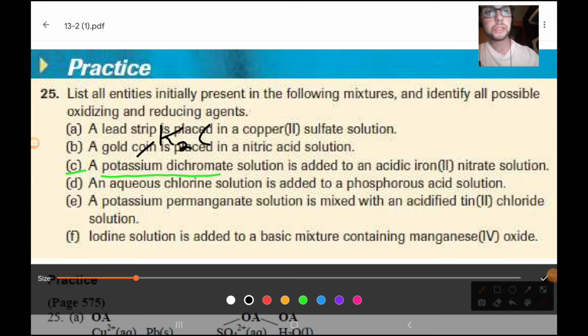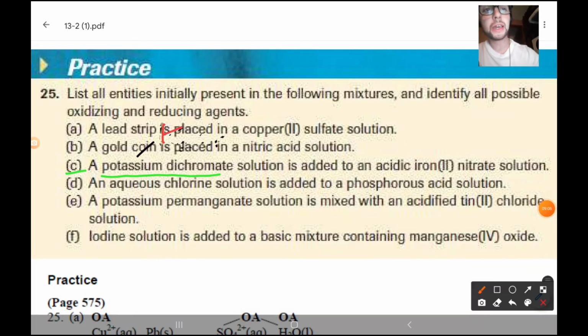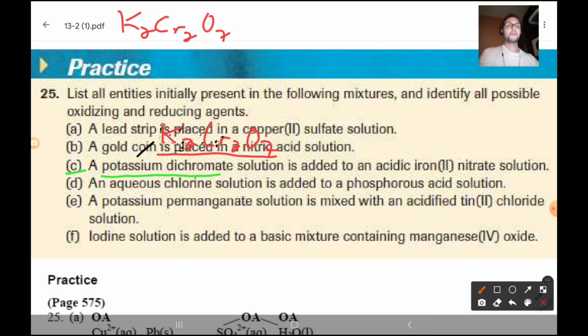K2Cr. You know what? Maybe let's use a different color. Let's use red instead. So that's K2Cr2O7. Okay, and maybe I'll write it even up here. So that's Cr2O7. And it's being added to acidic, so we know that there's some H+. Iron 2, so that's Fe2+ nitrate, NO3 solution, which means that there's going to be water in here.